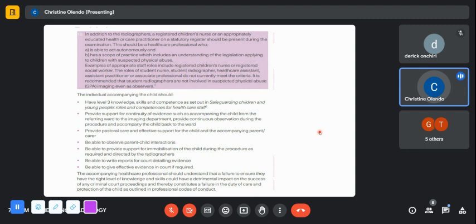The people allowed are a registered child nurse and a social worker. Those who are not allowed are a student nurse, radiographer, healthcare assistant, assistant practitioner, or associate professional. So those are the people who are not allowed to accompany.